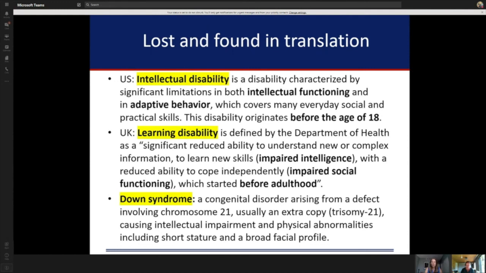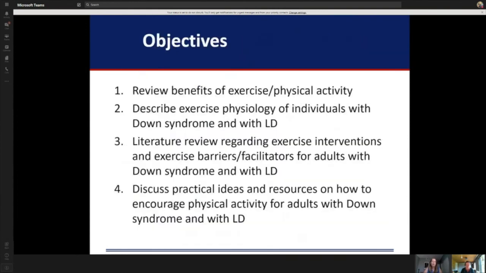So, hoping to have clarified those words, these are the objectives for this presentation. We've got a lot of ground to cover. First, I'm going to review quickly some of the benefits of exercise and physical activity, specifically for individuals with learning disabilities and Down syndrome. Then I'm going to go over some specific exercise physiology of individuals with Down syndrome and with learning disabilities. I think this might be new to some. There's definitely some new information from our own research, so that's an exciting part to share today.